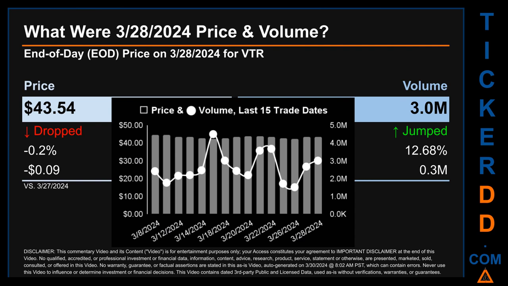Across a range of $2.18, the max and minimum end-of-day price were respectively 44.53 and 42.35. Volume saw a range of 3 million, from a day low of 1.5 million to a day high of 4.5 million.